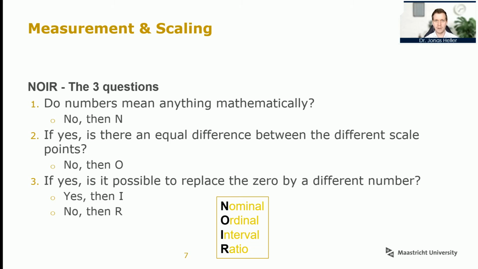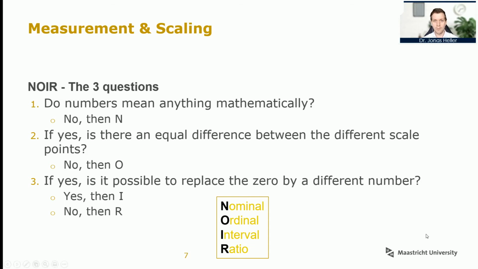For example, when we assign different values to different countries, then we cannot say that this data is interval data, because the differences between countries are not the same. It's an arbitrary difference. So if you rank different countries, for example, you would end up with ordinal data. However, if there is an equal difference between the different scale points, then you either have interval data, or if you also have a true 0, then you would end up with ratio data in your data set. So remembering these 3 questions is really important for your marketing research project.